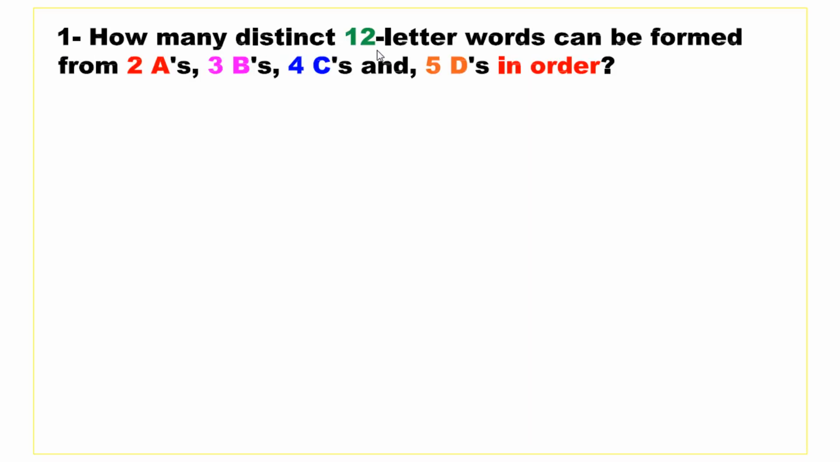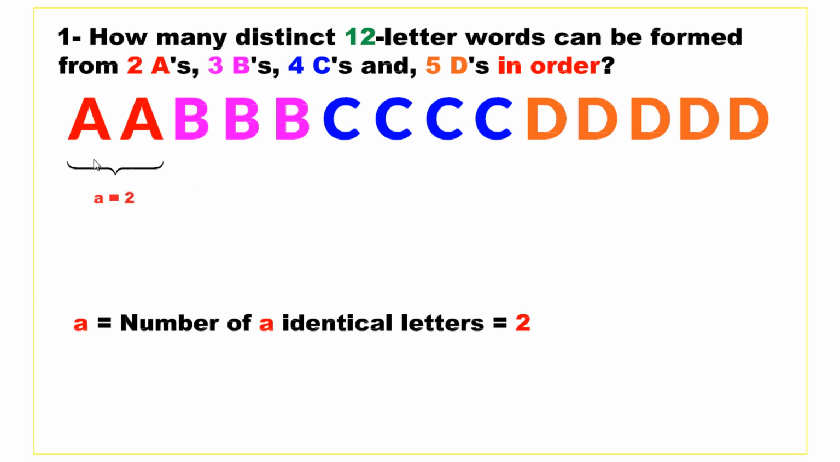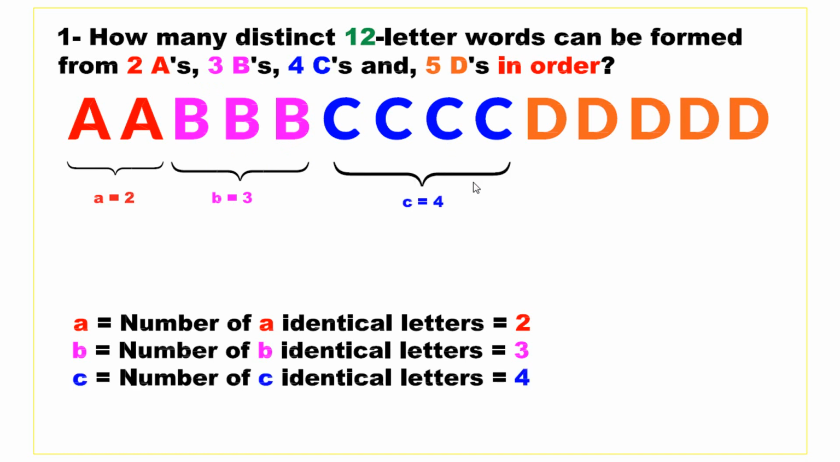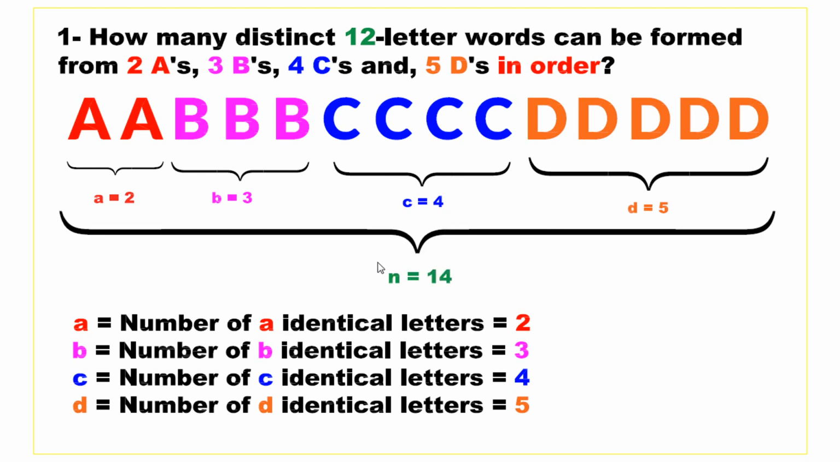How many distinct 12-letter words can be formed from 2 A's, 3 B's, 4 C's and 5 D's in order and without replacement? So we have the following word here, and we have 2 identical A's and 3 identical B's and 4 identical C's and 5 identical D's, and the sum of all these letters is n equal to 14. So we have 14 letters of this sequence we are starting from.